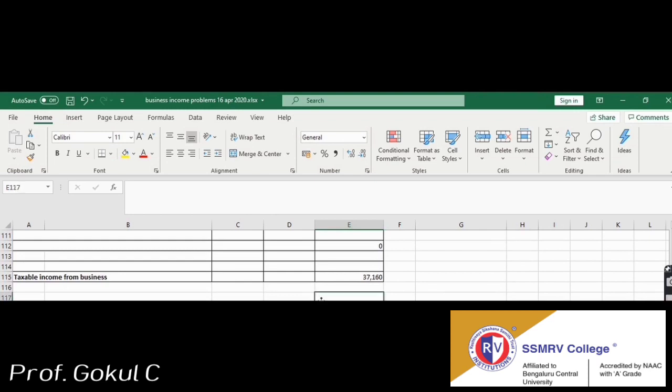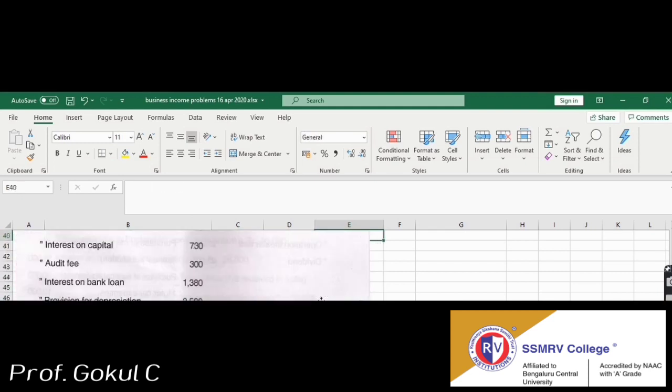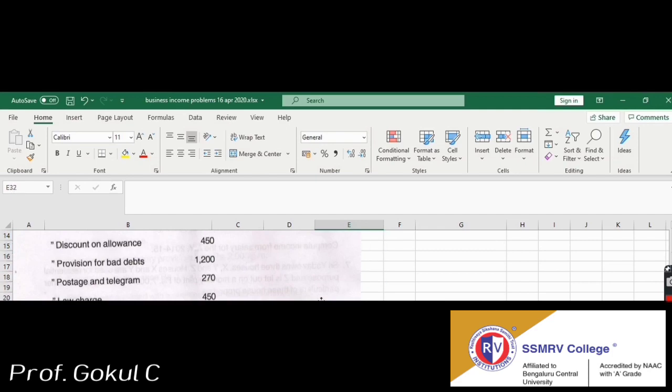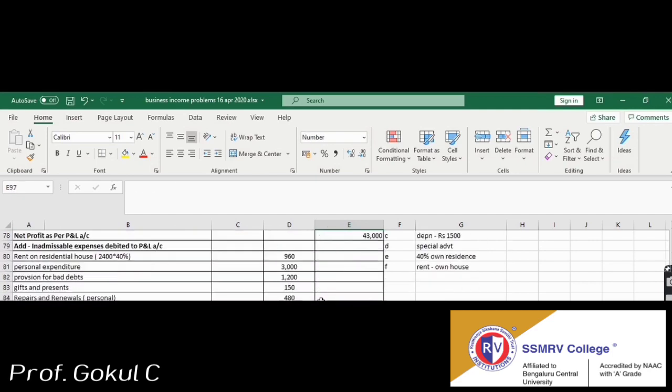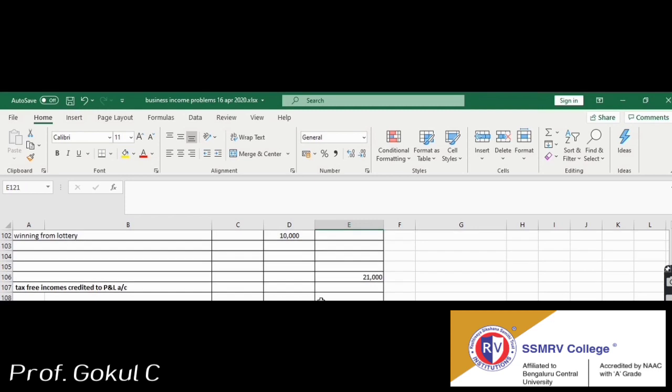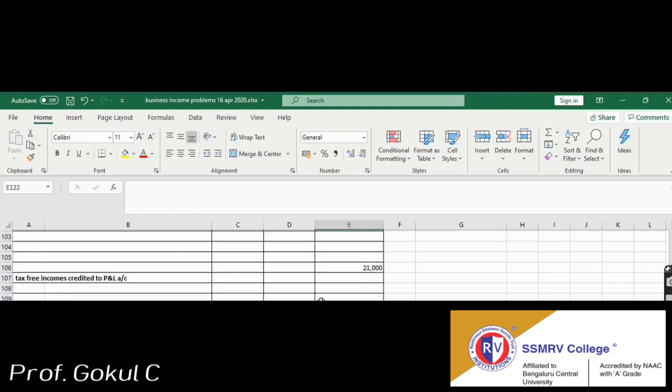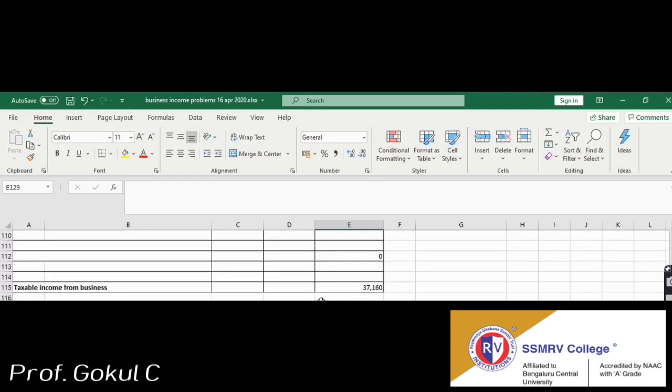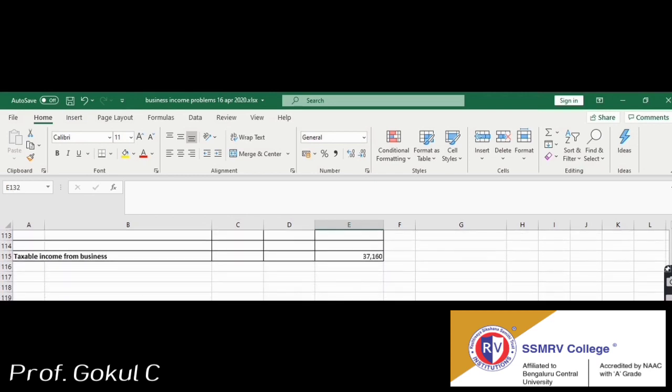So I hope, though the problem looks very lengthy, it's a simple, straightforward problem. All you have to do is understand the format very clearly. Please go through the list of inadmissible expenses, the list of admissible expenditures, the list of non-business incomes and the tax-free incomes. If you understand these concepts, you will be very easily able to solve the problem. Thank you so much.